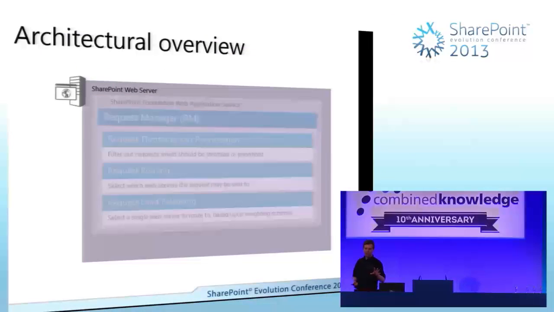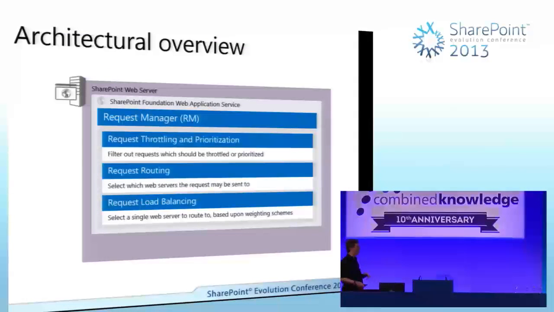So here's a little architecture diagram. We've got our SharePoint server, and within the SharePoint server, we have the web application service, what most people refer to as the web front end, but the product calls the SharePoint Foundation Web Application Service. That's just so that SharePoint books have more pages than necessary. And inside that process, we have the request manager, which is made up of 3 subcomponents, and they are processed in this logical order.